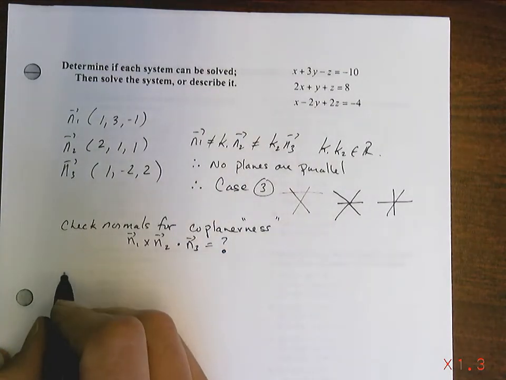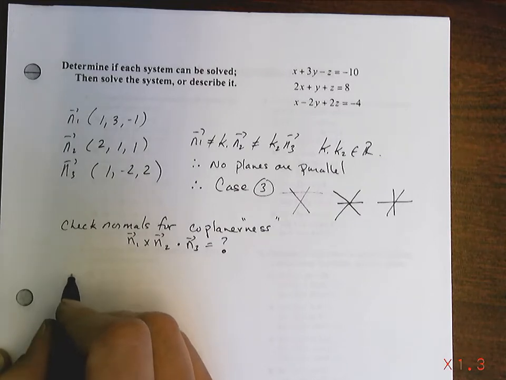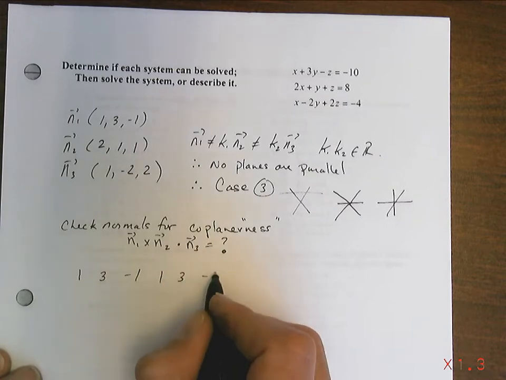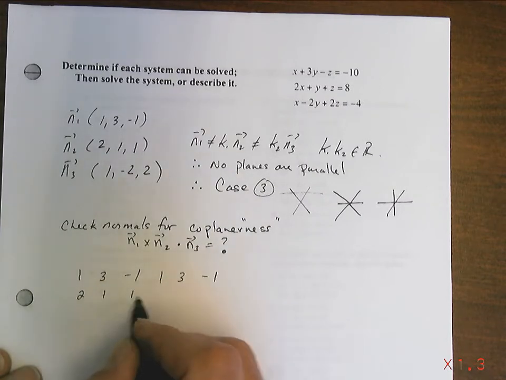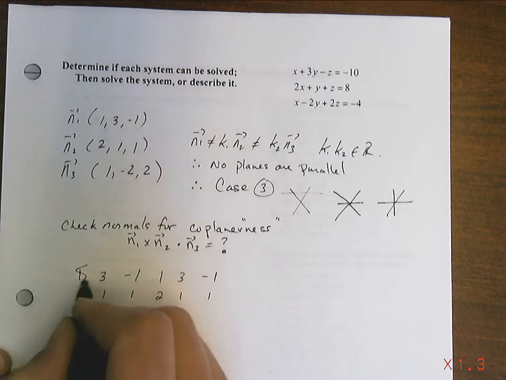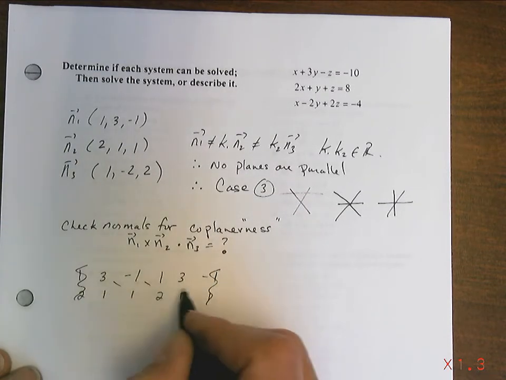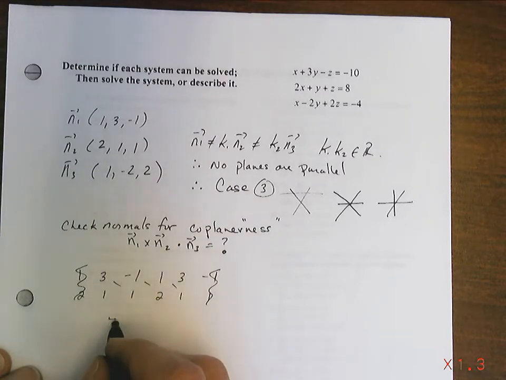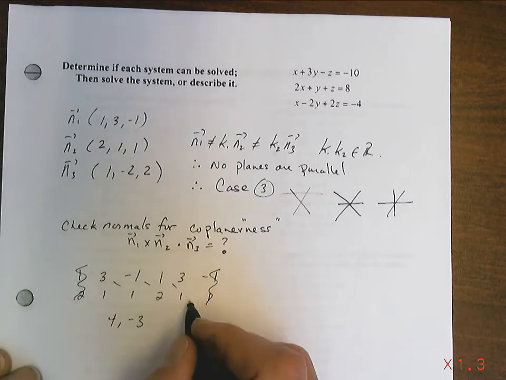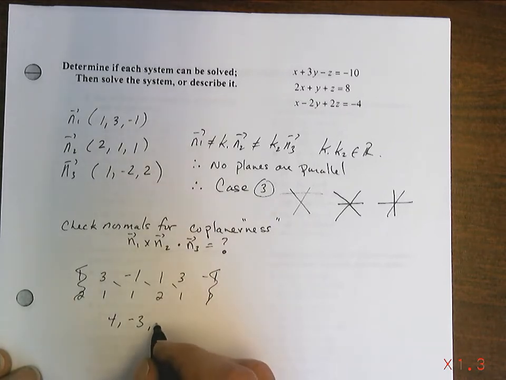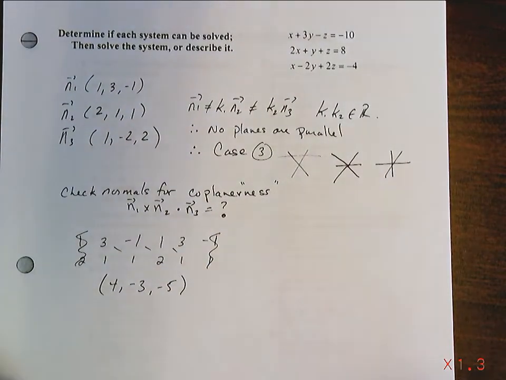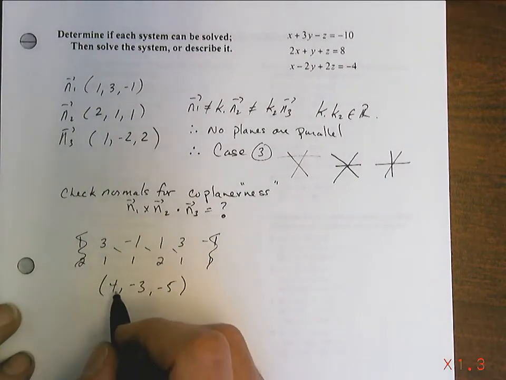So let's take a look at n1 cross n2. So it'll be 1, 3, -1, 2, 1, 1. Down products subtract up products, so it's going to be 3 plus 1, which is 4. It's going to be -2 subtract 1, which is -3. And it's going to be 1 subtract 6, which is -5. Checking to my audience to make sure everything's fine with that. They're agreeing. So this is n1 cross n2.